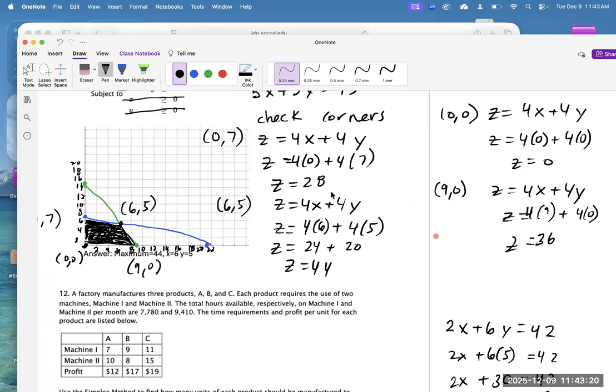So the largest value that we could get z to be was 44, and that happened at the corner 6, 5. So we would say x equals 6, y equals 5, and that's what we would need to do: have 6 units of variable x and 5 units of variable y, and the maximum that it would give us is 44. And there you go.